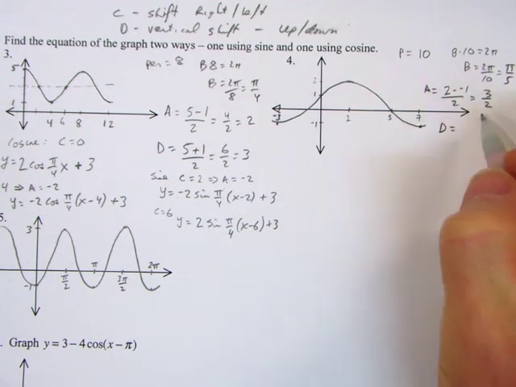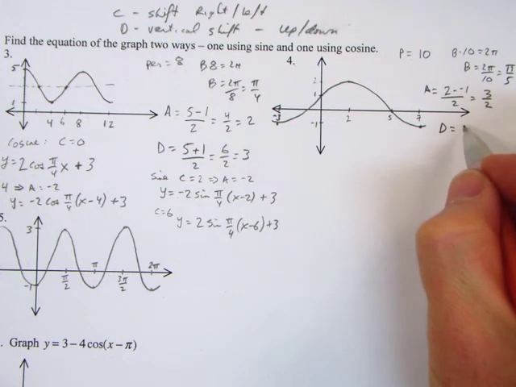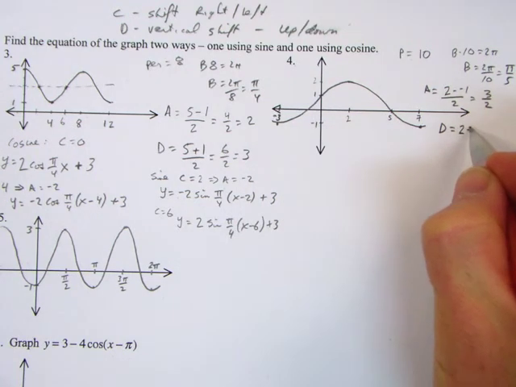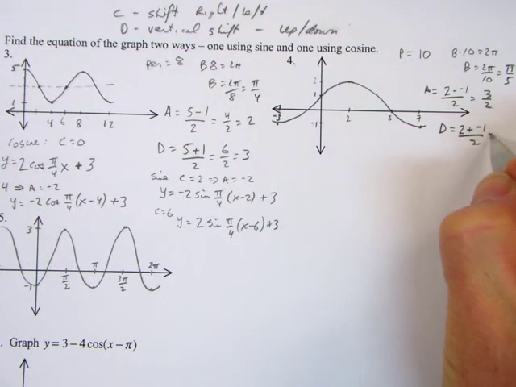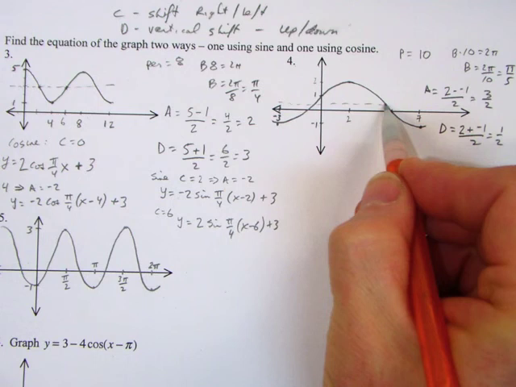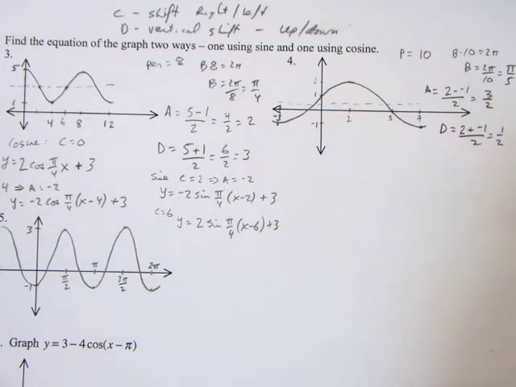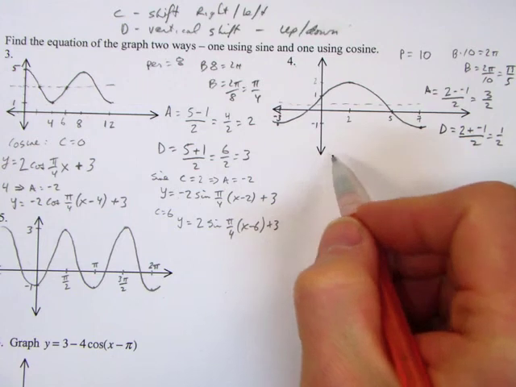D is our midline, our midpoint, basically the line going across at y equals that. So that'll be the average of those two. 2 plus negative 1 divided by 2, which is 1/2. And we can draw that one in here. So note, this isn't going to start nicely for a sine graph, but that's not a problem. We can figure it out.